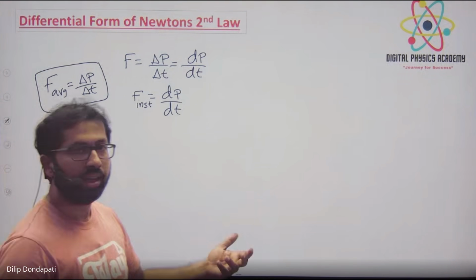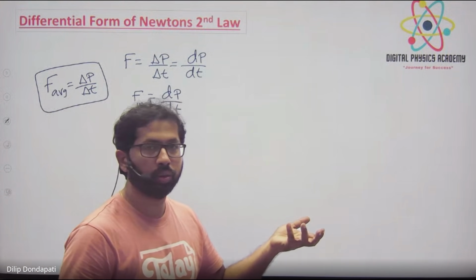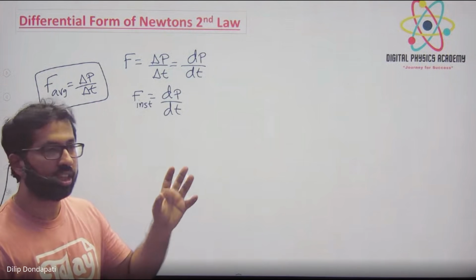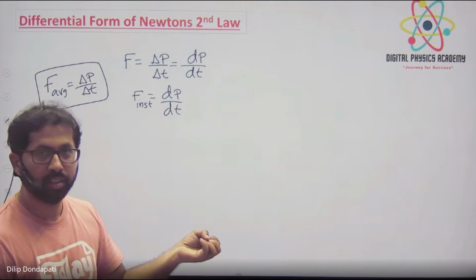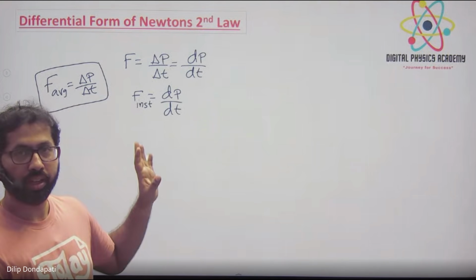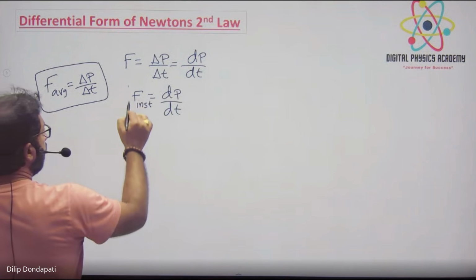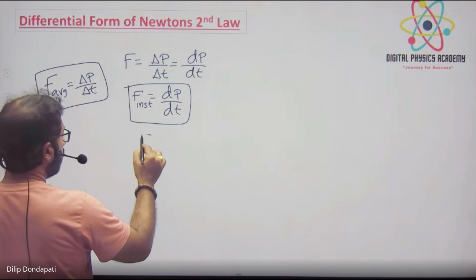Many times in a question we take the initial momentum as 0, because initially, suppose the particle is at rest, so we can take it as 0. They will mention it in the question. Okay, let's see dp by dt. Let us simplify this a little.